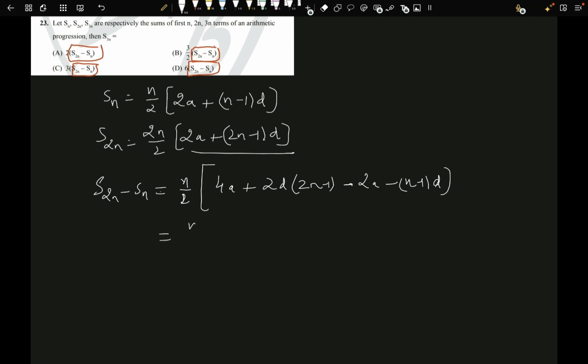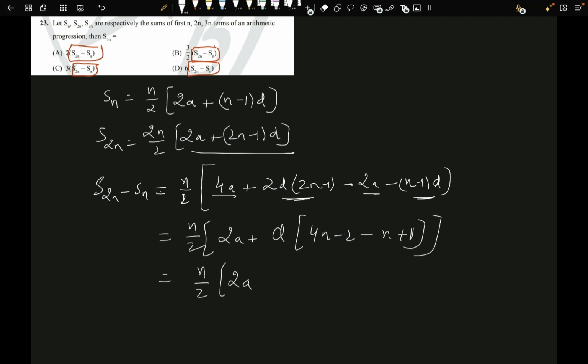So this will be n by 2. 4a minus 2a will be 2a. From these two we will take d. So 4n minus 2 minus n plus 1. Okay. So this will become n by 2, 2a plus 4n minus n, which will be 3n, minus 1 into d. This is S2n minus Sn.